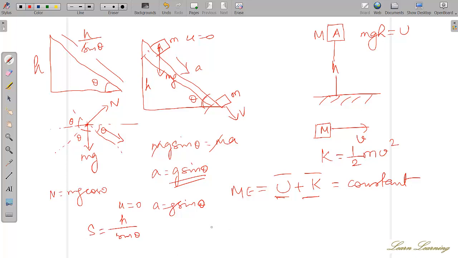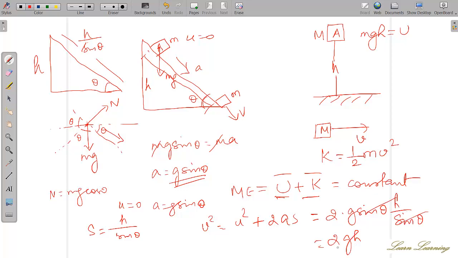Now you want to find the final velocity. How are you going to get it? v square is equal to u square plus 2as. We know u square is equal to 0, so plus 2 into g sin theta into s. And s is h by sin theta, right? So the answer is 2gh. So v is equal to under root of 2gh. Now you can see in this equation, you can see one thing.